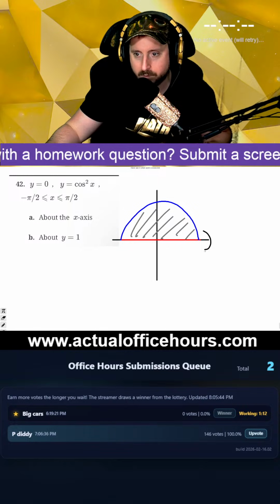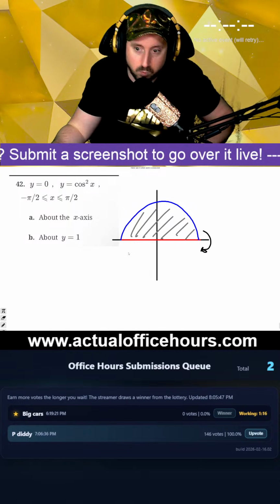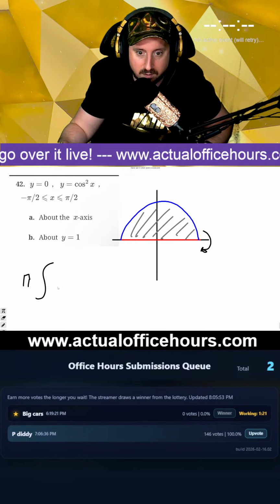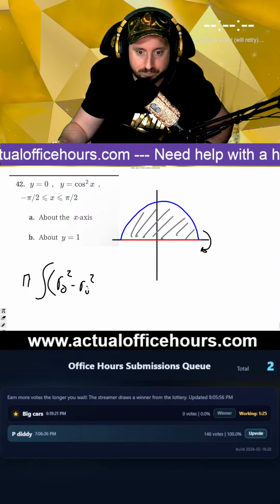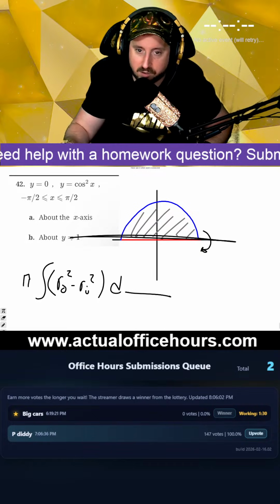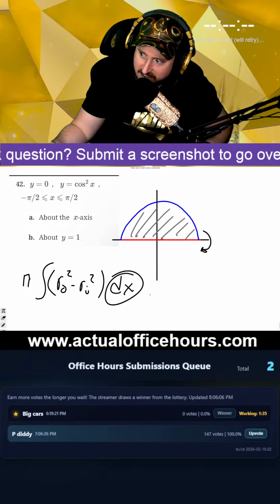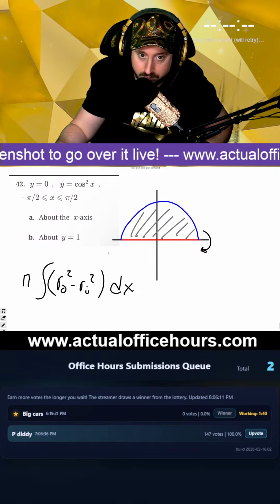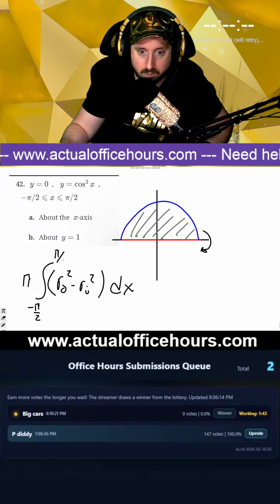Okay. So if you're revolving around the x-axis, this is a horizontal axis, which means I'm going to use washers for all these. So this is just going to be dx. So we know this is pi, and then this is r outer squared minus r inner squared d something. Because the axis of rotation is horizontal, this becomes dx, and then the bounds need to be in terms of x. The bounds go from negative pi over 2 to pi over 2.